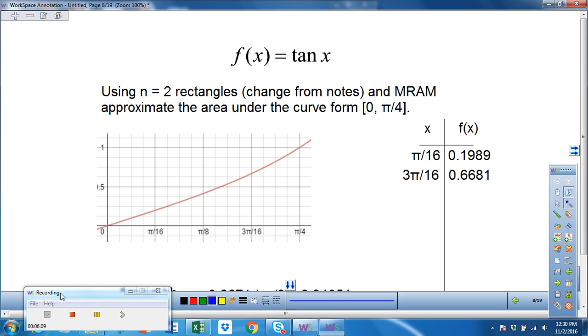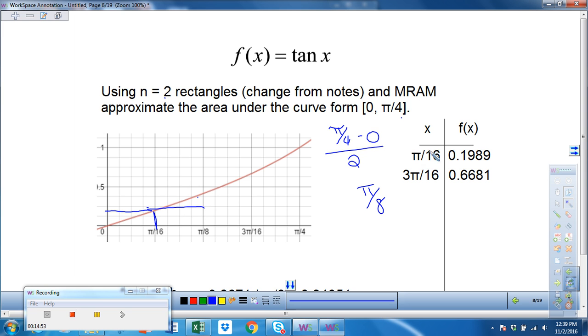Okay, let us do, and so we did tan x. I changed this from your notes, so we're going from 0 to pi over 4 and only doing 2 rectangles. Then we're doing midpoint. So if I go from 0 to pi over 4 doing 2 rectangles, it's pi over 4 minus 0 over 2, which is pi over 8. So the width of my rectangle is pi over 8. But since I'm doing a midpoint, I have to go halfway between 0 and pi over 8, and that is pi over 16. So that's my first rectangle.